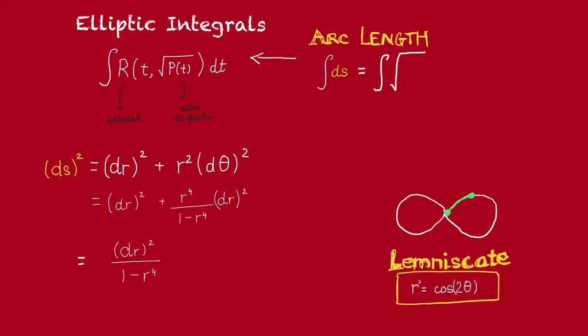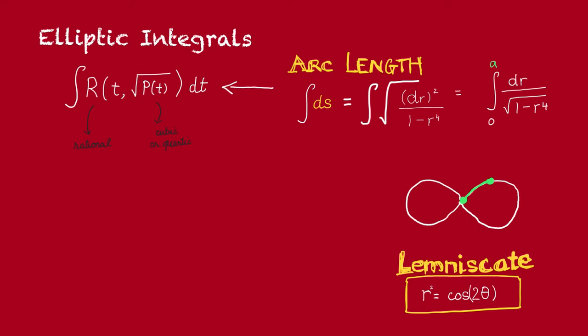Thus the arc length of the Lemniscate can be given by the integral of the square root of this, and thus has the form integral of dr over square root of 1 minus r to the 4. So this is an example of an elliptic integral.